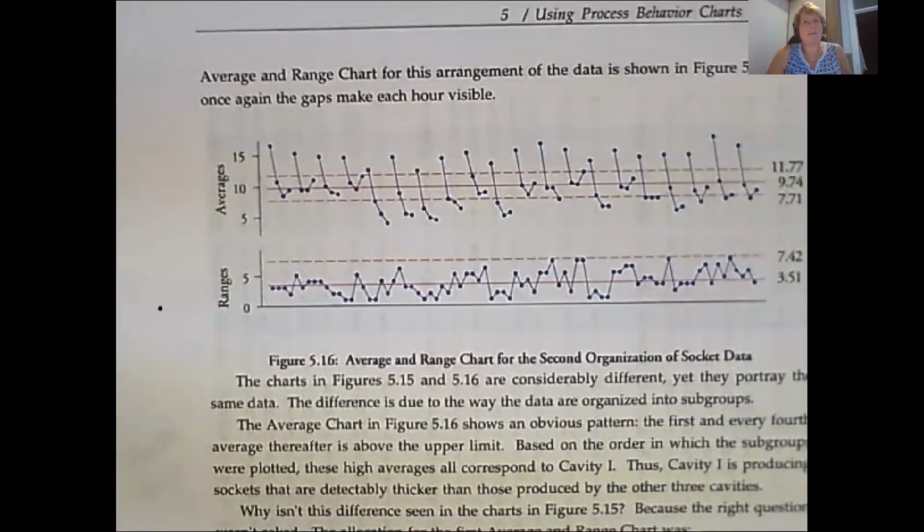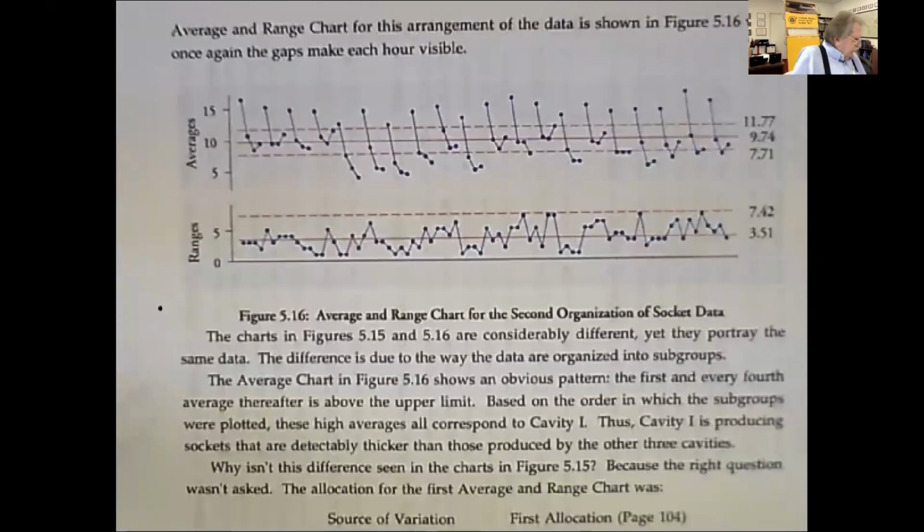Cavity 1 is thicker than the others. And there's no question about that. Why did we not see that on page 104? Where were the cavity to cavity differences on page 104? Within the subgroups. Buried within. Dave, the supervisor, did not use either one of these. He used the third organization.